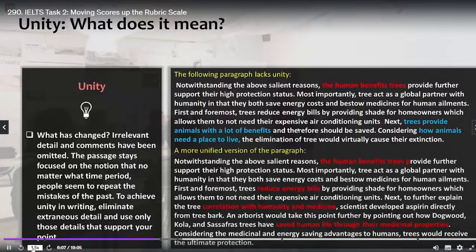Now here's a more unified version of the paragraph. Here you can see that all of the sentences are related to the controlling idea of human benefits. Everything's related to the controlling idea. That's how you have great unity.